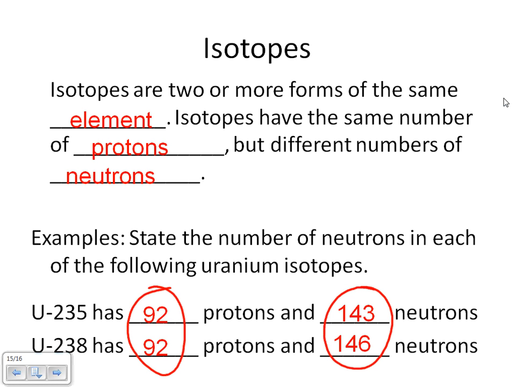Well, if I change the number of protons, I end up changing the element completely. So instead of uranium, if I had 93 protons, I don't have uranium anymore. If you look on your periodic table, now I have neptunium.